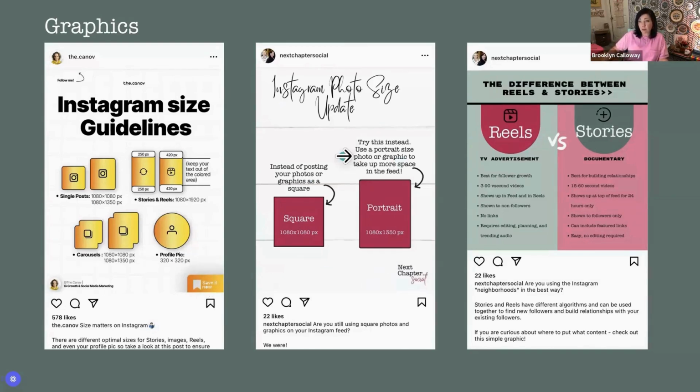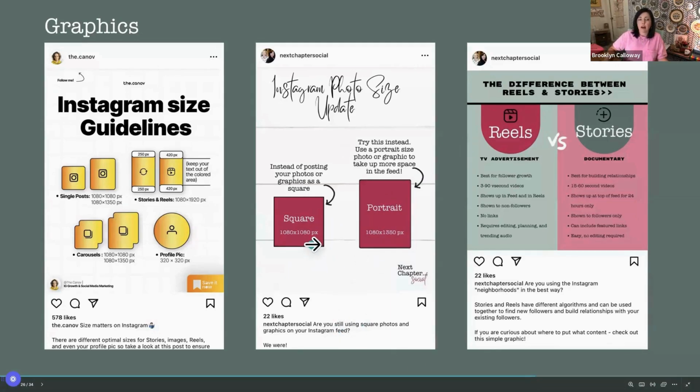This is one of our posts. Believe it or not, there are a couple here. Instagram photo update. So this was us talking about how you can now do a portrait sized post. And then we kind of talk about why you would want to use the bigger one in your feed over the old one.